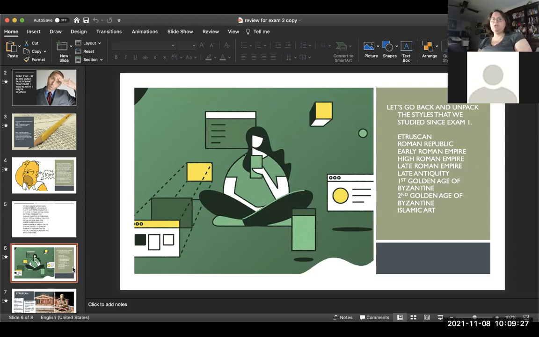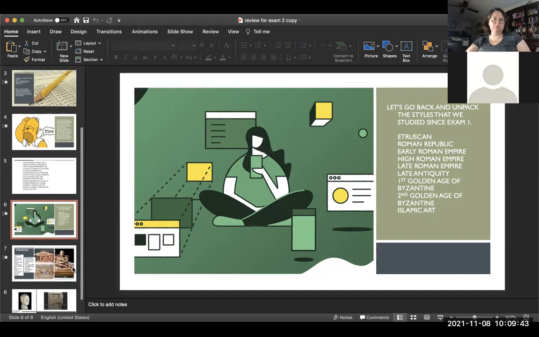Don't forget that we often call the first golden age of Byzantine the age of Justinian. I use it interchangeably, but for the sake of continuity on the list and in the exam, I've listed them as first golden age of Byzantine. So just in case you got any confusion there.